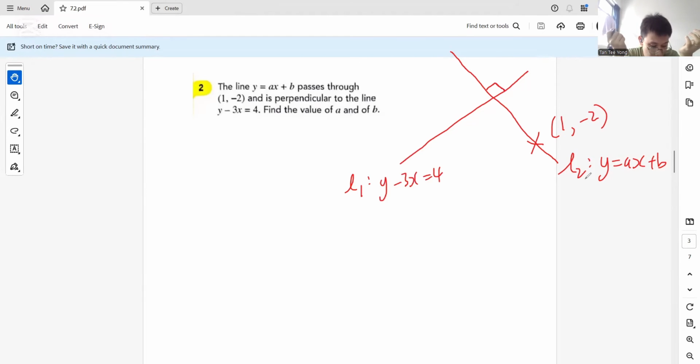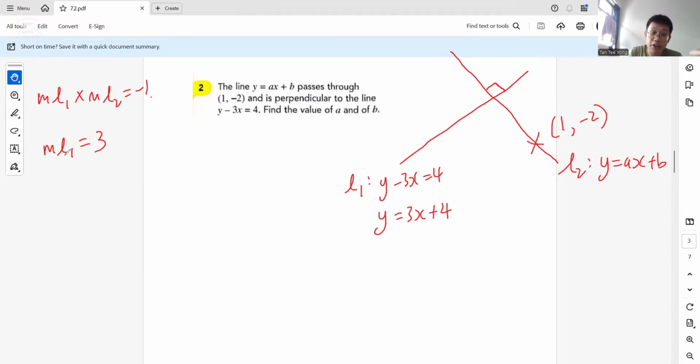So what do we do? First step, we need to realize that these two lines are perpendicular. Same concept: gradient of L1 times gradient of L2 is -1. From equation L1, we shift minus 3x to the right, so y equals 3x plus 4. L2 can remain because it is already in the form y equals mx plus c. As you can see, the gradient of L1 is 3, and the gradient of L2 is a.